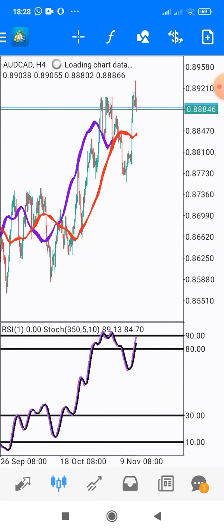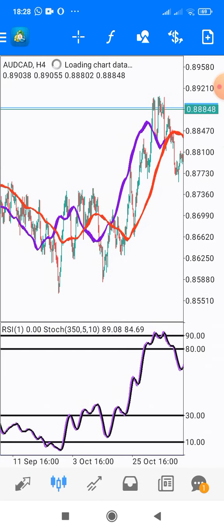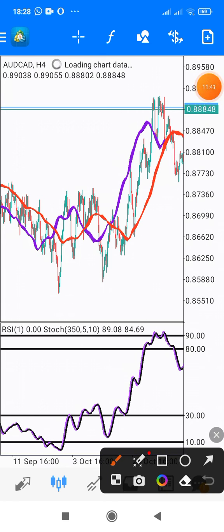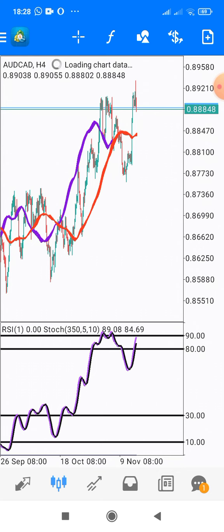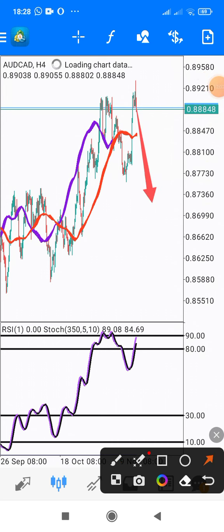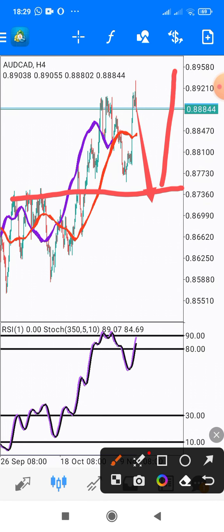Let us go back to our 4 hours. You see, if you could have entered somewhere here, then you could be having this one somewhere there. But now we have to wait for this market to come back to retest, because support is supposed to be in this section. So we are waiting for it to come back to that support line, to this region. Then we buy.